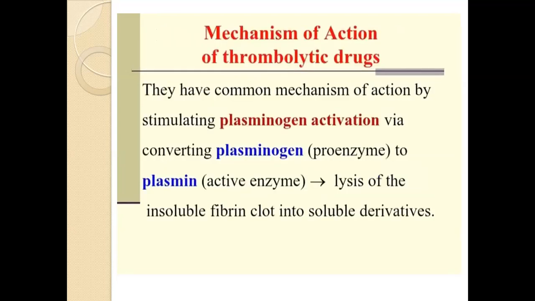So, mechanism of action of thrombolytic drugs. They have a common mechanism of action by stimulating plasminogen activation via converting plasminogen to plasmin. Plasminogen is a proenzyme, and when this proenzyme is converted to plasmin, plasmin is the active agent, and it lyses the insoluble fibrin clot into soluble derivatives.